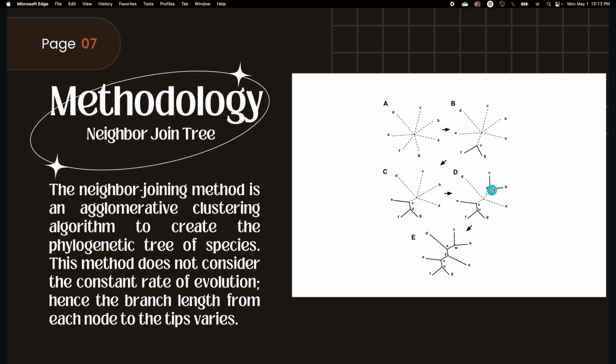After the full completion of the algorithm, the tree basically looks like this, where you can see that from each node there are variable lengths, which basically means that they have an inconsistent growth rate over time. That means they do not consider a constant rate of evolution.